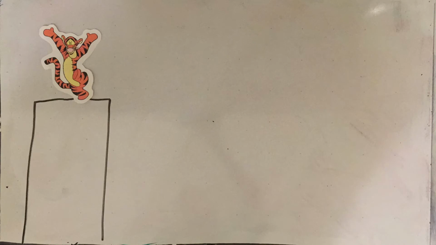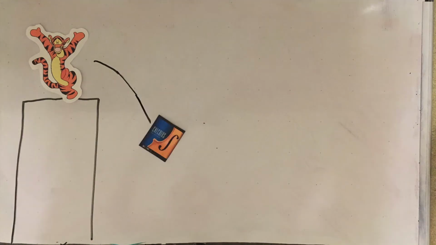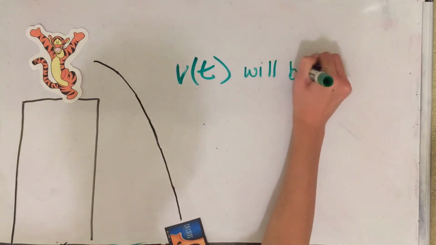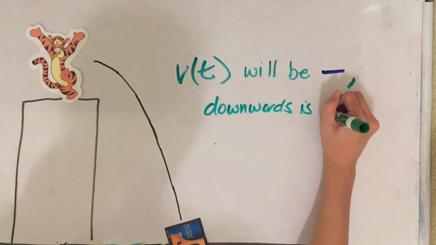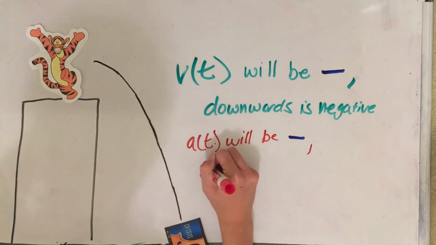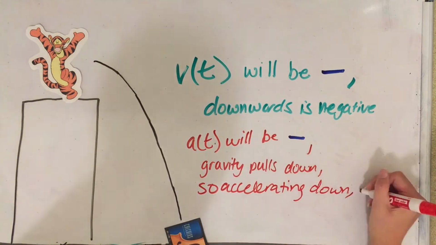Say Tigger is doing his calc homework on top of a building. He is very frustrated, so he throws the book off the roof. As the book gets closer to the ground, it will speed up. Why? The book's velocity will be negative because it is traveling down. The book's acceleration will also be negative since gravity is pulling it down. Since it is being pulled the same way it is already moving, the book will speed up.